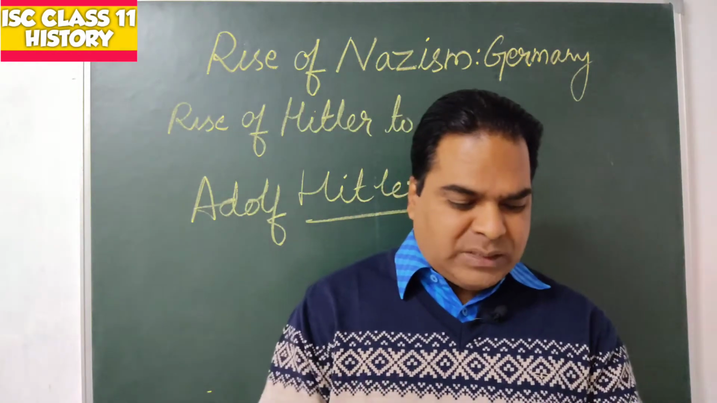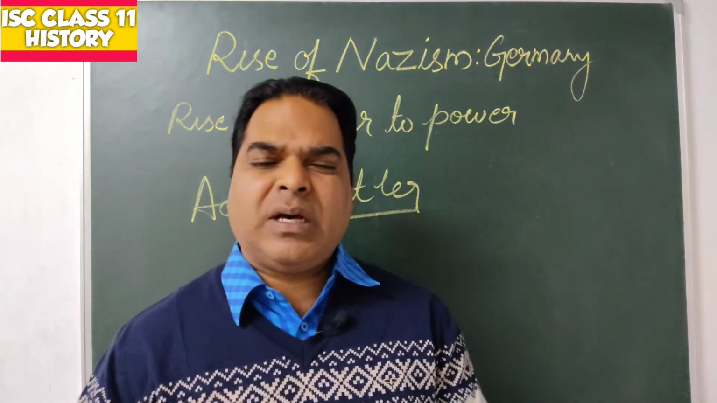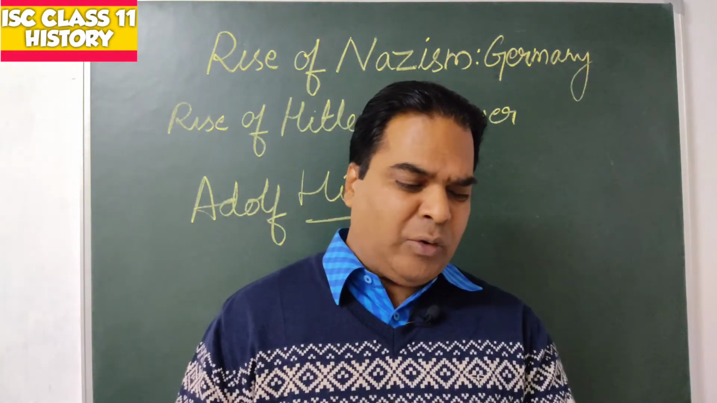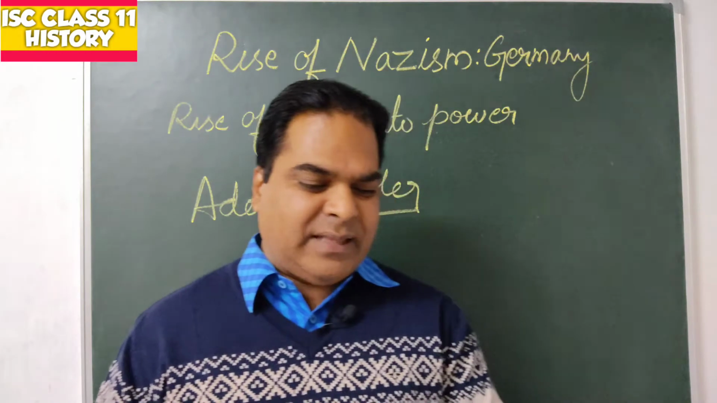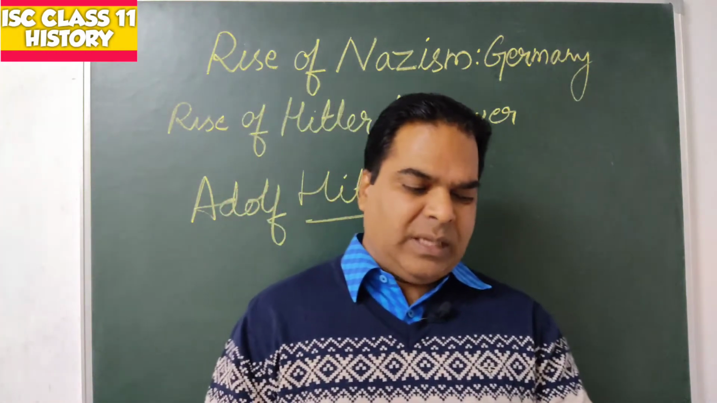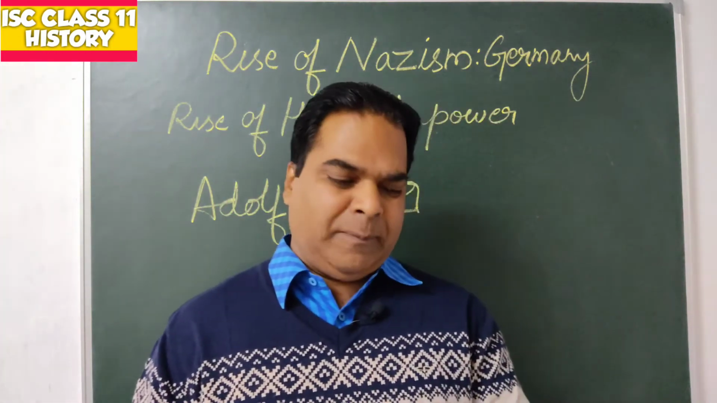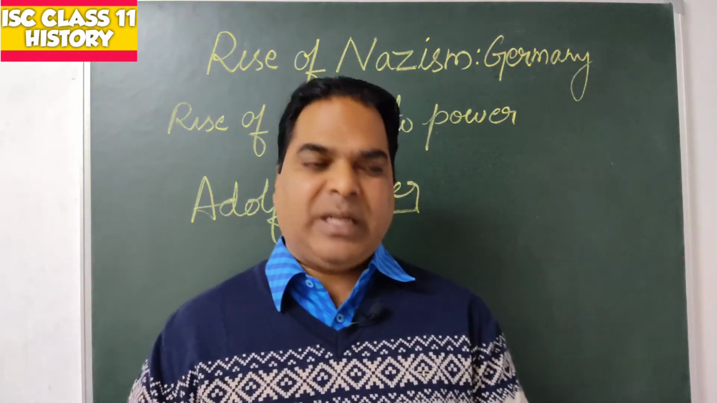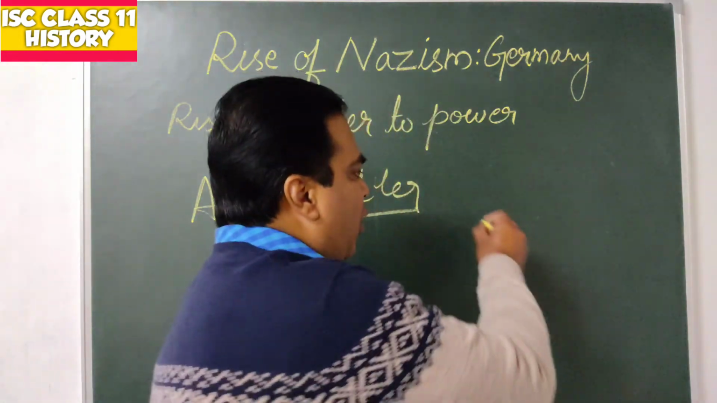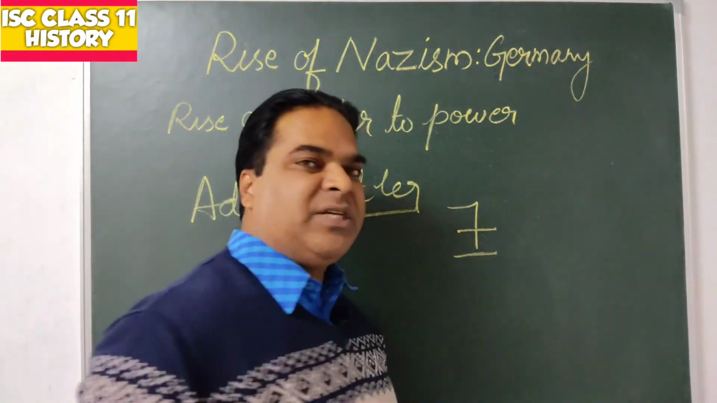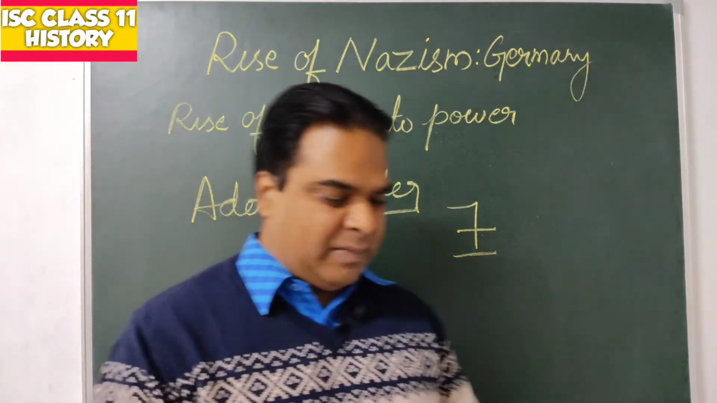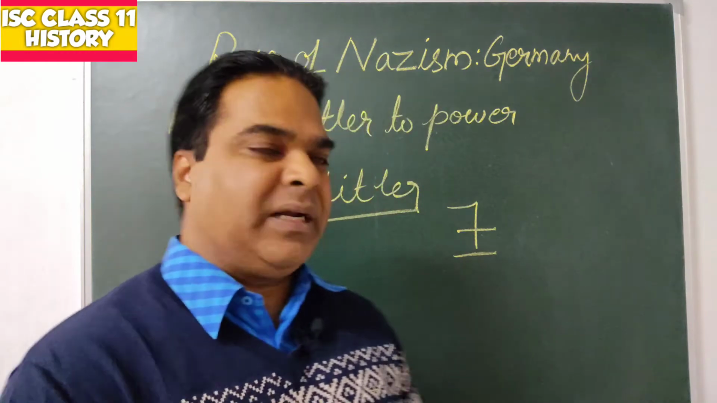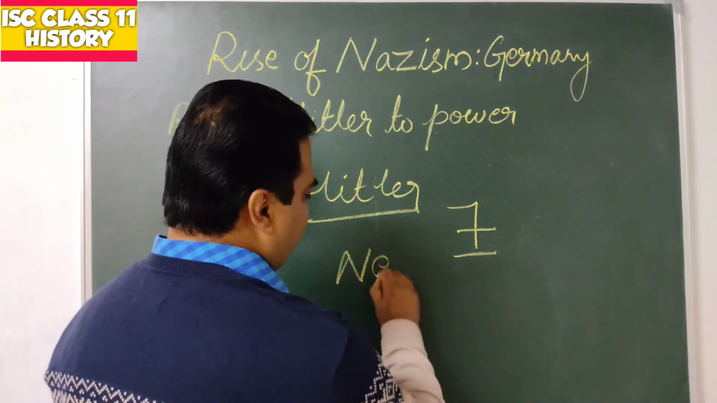So who was Hitler, my dear? Hitler was an Austrian by birth, who fought during the First World War. At the end of the war, he became a house decorator in Munich. Then he joined the German Workers' Party, which initially had how many members? Only 7 members. Later on he renamed that party the Nazi party. What name did he give? Nazi party.